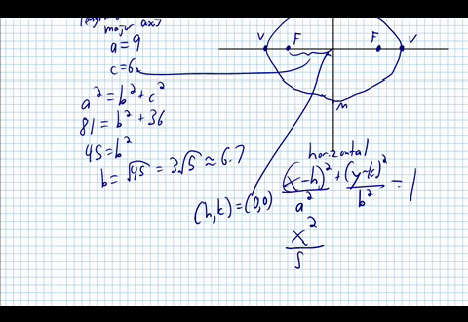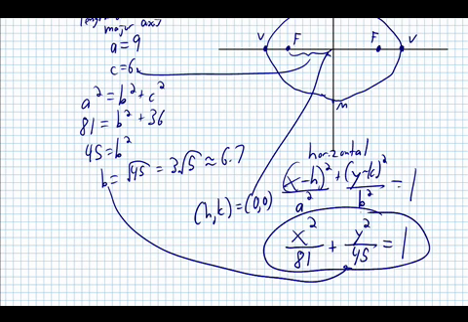Okay, plug in A squared, you get 81. Plug in B squared, you get 45. This should be y squared is equal to 1. Remember, this was our B right there. So there's the equation for the ellipse given that information.